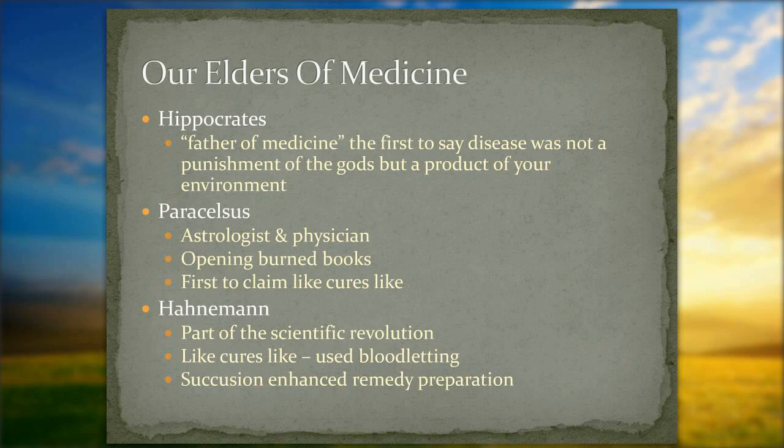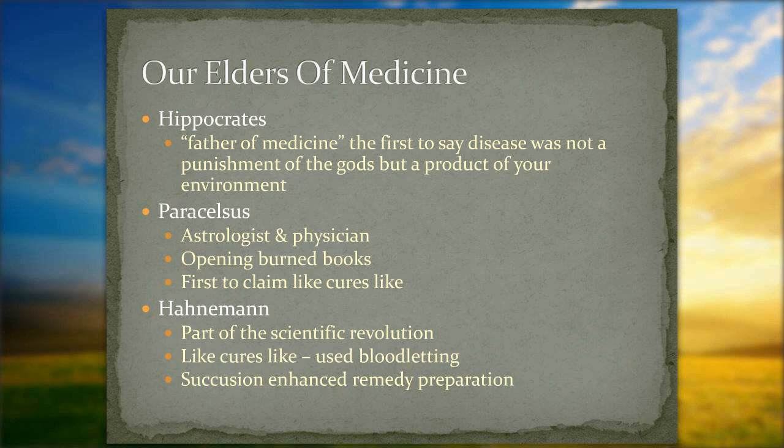And then we have Hahnemann, who really was the father of homeopathy. And he was part of the scientific revolution as they took science and melded it into what serves the body. And this is really where like cures like came into play. He also used quite a bit of bloodletting, so part of the scientific revolution was learning of techniques that were not necessarily serving to the body. And sometimes bloodletting can be serving, and sometimes it can't.